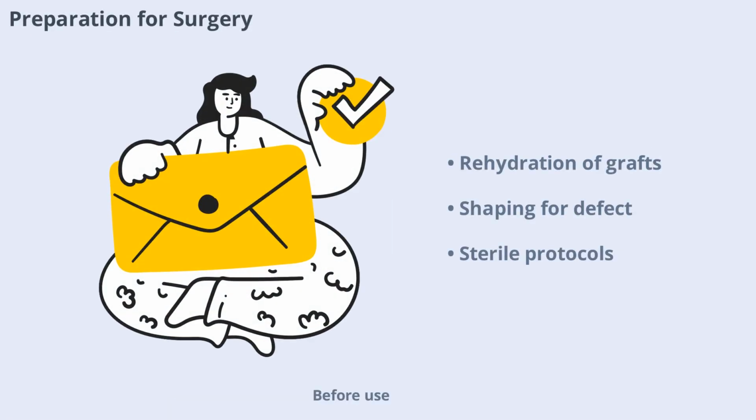Before use, allografts are carefully prepared according to the surgical plan. This may involve rehydrating freeze-dried grafts or shaping the material to fit the defect. Surgeons follow strict protocols to ensure the graft is sterile and ready for implantation. Proper preparation is key to the success of the procedure.